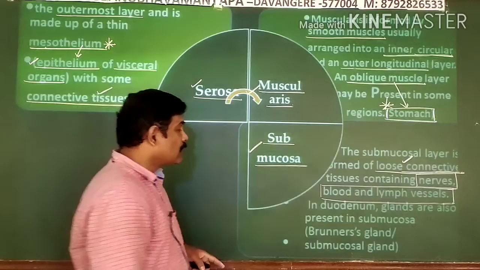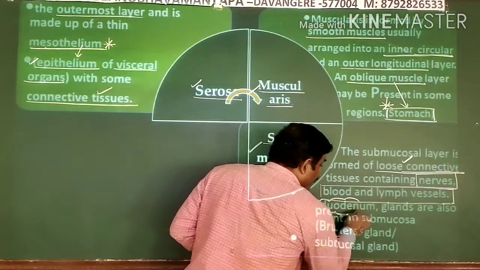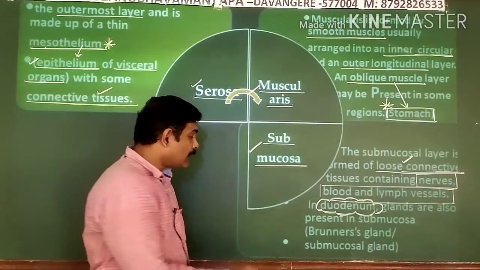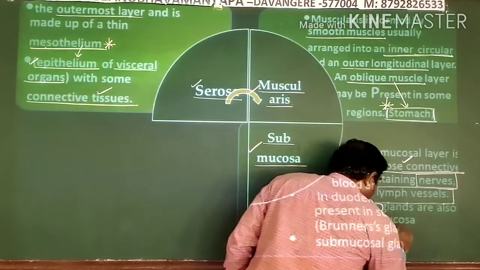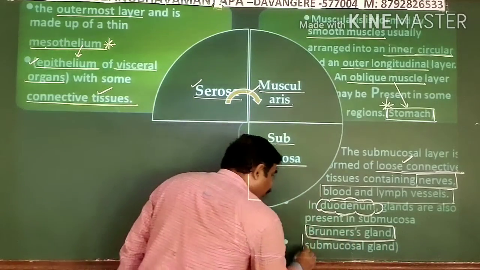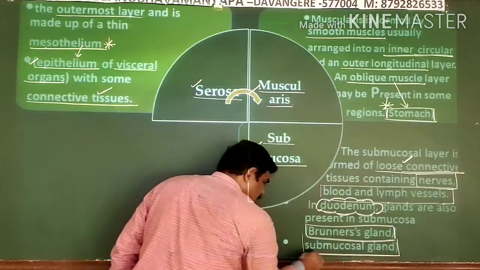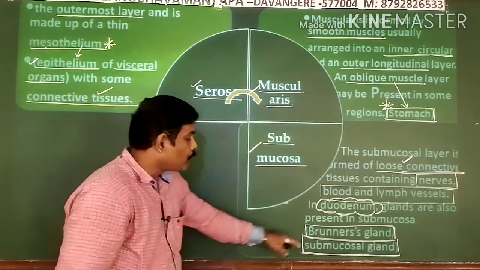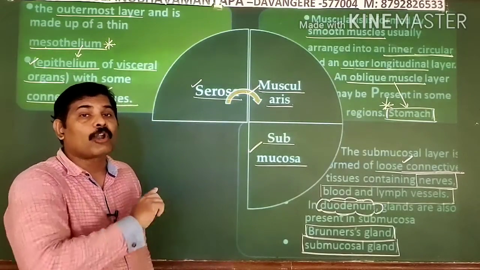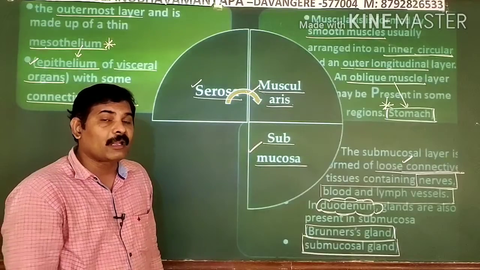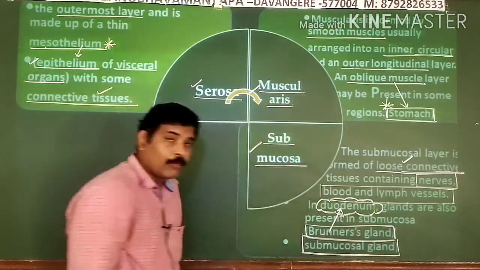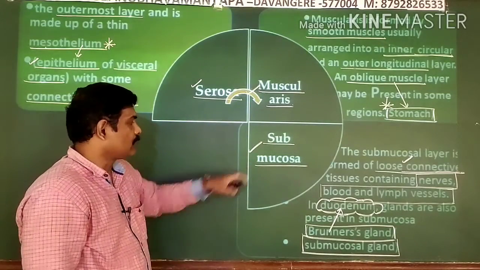But if you see the submucosa in the area of your duodenum, it has specialized glands, and these glands are known as Brunner's glands, or by another name, submucosal glands. Brunner's glands as well as submucosal glands are present. Where are they present? These are not present all along the length of the alimentary canal, but these glands are restricted to the duodenum only. Clear?